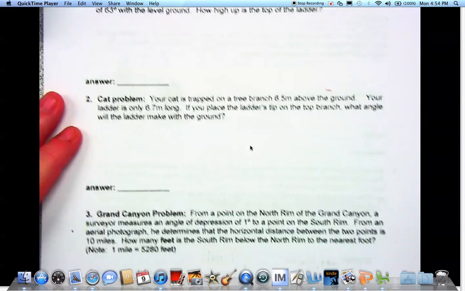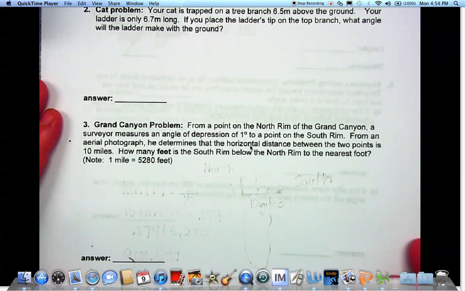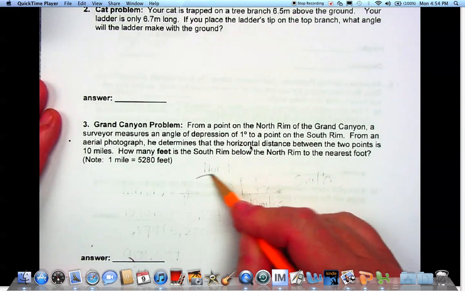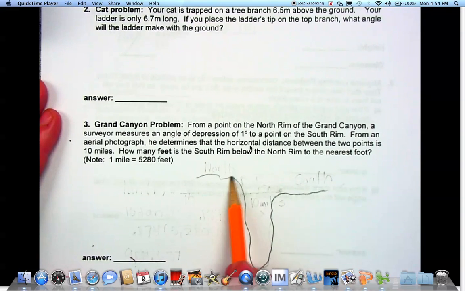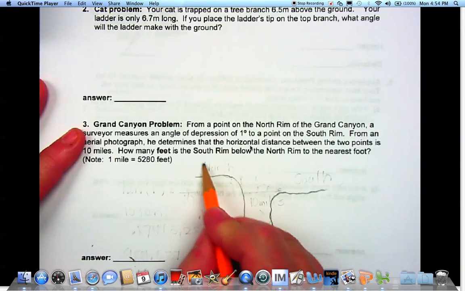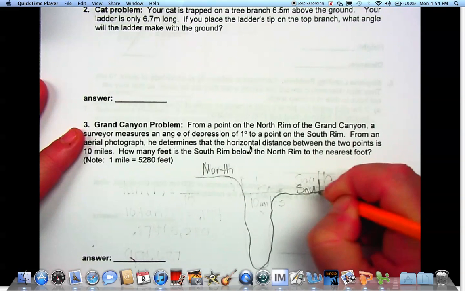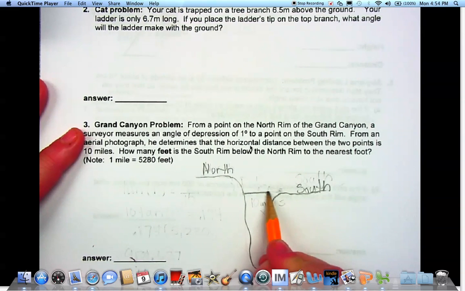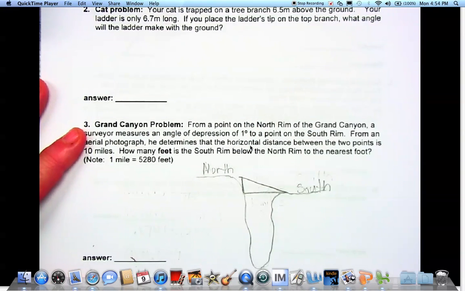Okay, you've got the Grand Canyon problem. From a point on the north rim of the Grand Canyon, a surveyor measures an angle of depression of 1 degree to a point on the south rim. Okay, so this is how this looks. Here you've got the Grand Canyon. The north rim is taller than the south rim. Okay, so this is your north rim. This is your south rim. Okay, and here's your triangle.